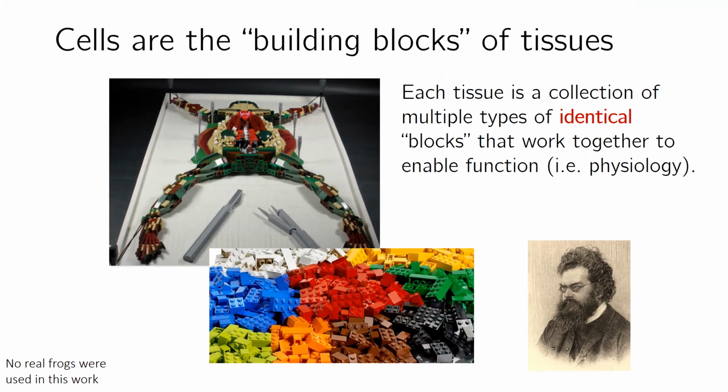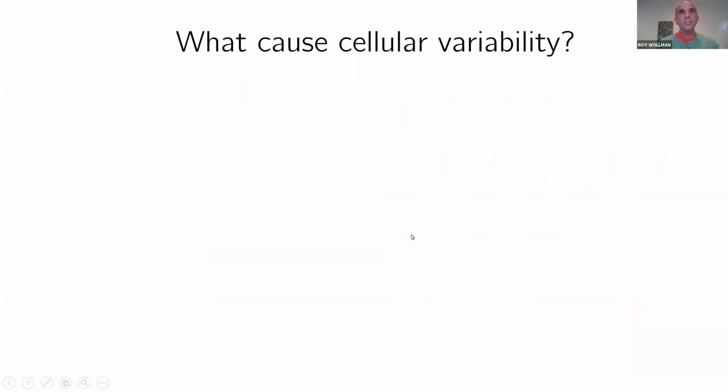So it's really that variability that's the driving question for us, trying to understand what is really going on behind it. How can you build a complicated organism when you're not necessarily using the most precise building blocks? So what really causes cellular variability? Why are those things not identical to each other?